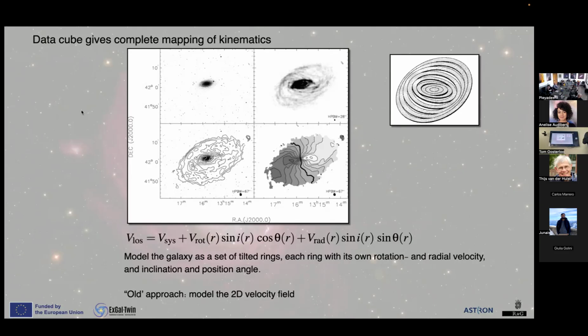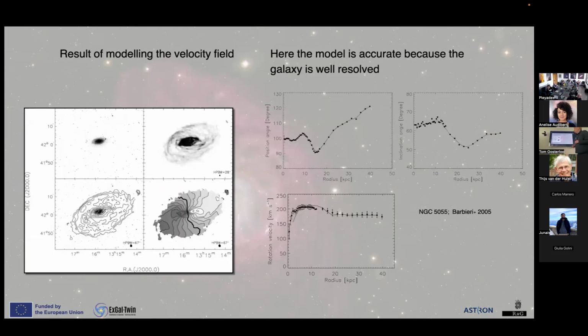You make a model, and you can fit that to the velocity field, and you get the rotation, you get the inclination, position, and the rotation velocity as a function of radius. That's your mass model. And this is the old approach to do that on the 2D velocity field. So first you make a velocity field and then you do this kinematic analysis.